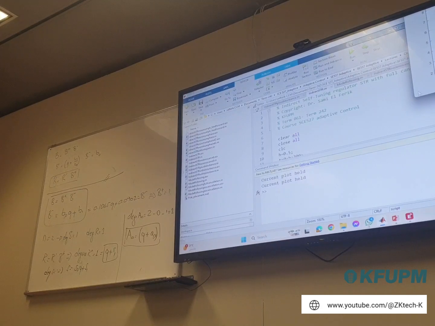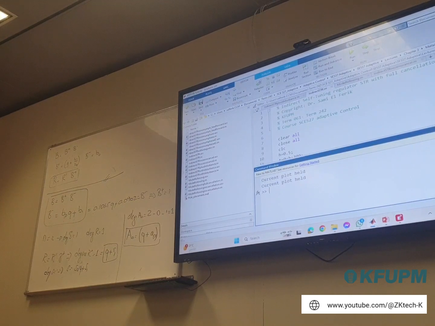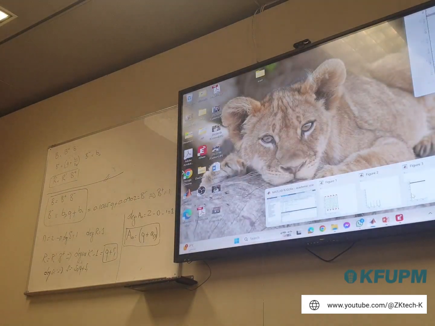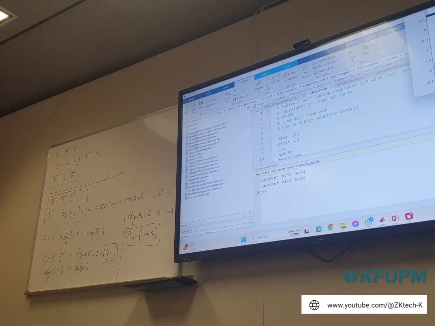So we have included B0 in R tilde, right? And we called it R tilde. And we have put B0 in S and we call it S tilde. Right? One of them is supposed to be monic.